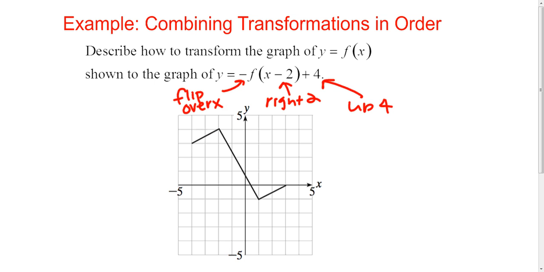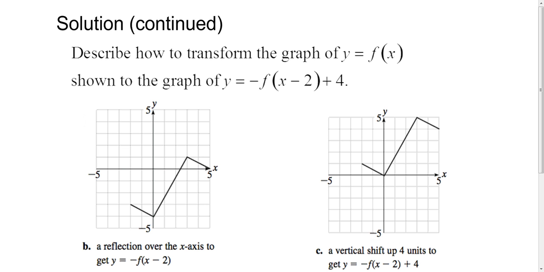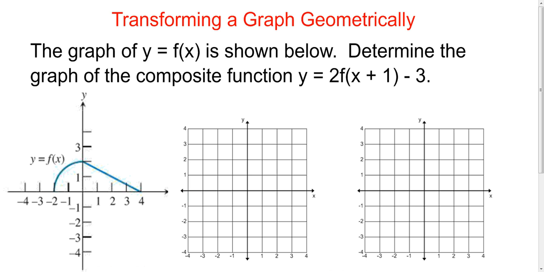I have this graphed stage by stage so that we can see this. I started with the original function. I moved it right 2 in this particular graph. Then I flipped it over the x-axis. And then I moved the entire graph up 4. So this would be the final graph of that whole function with all of its transformations done to it.